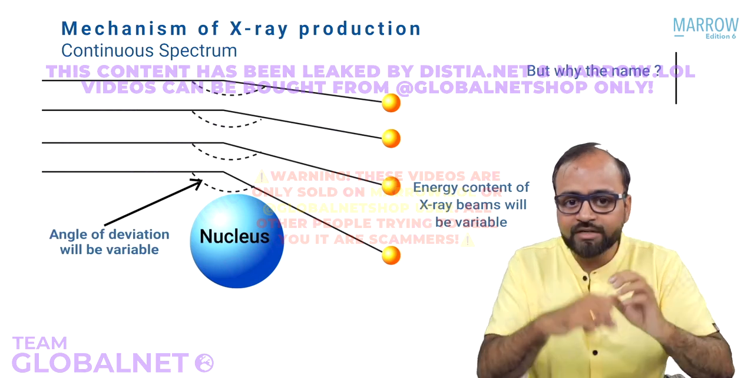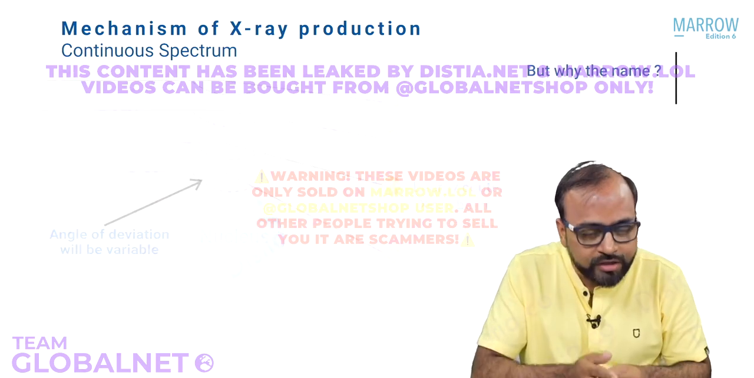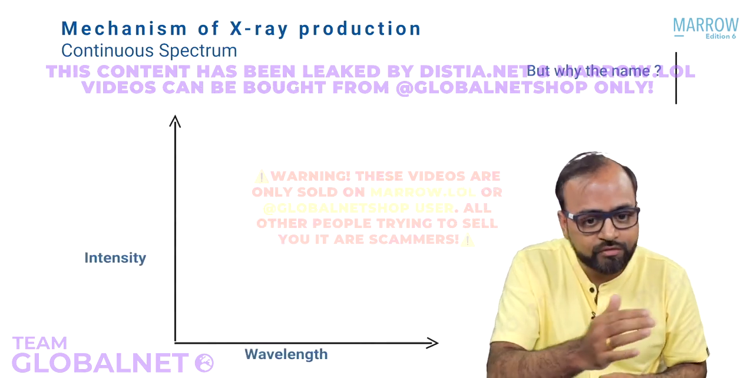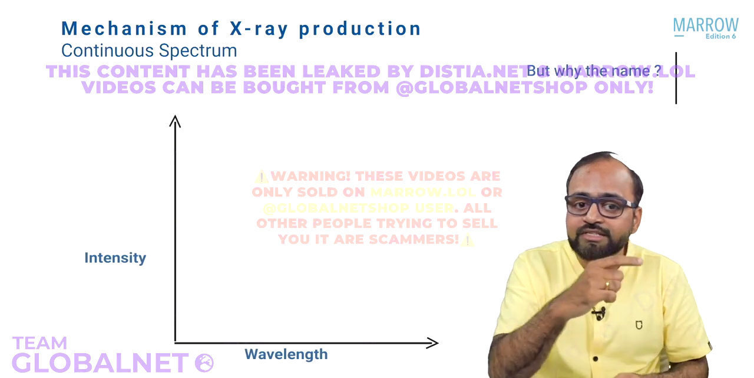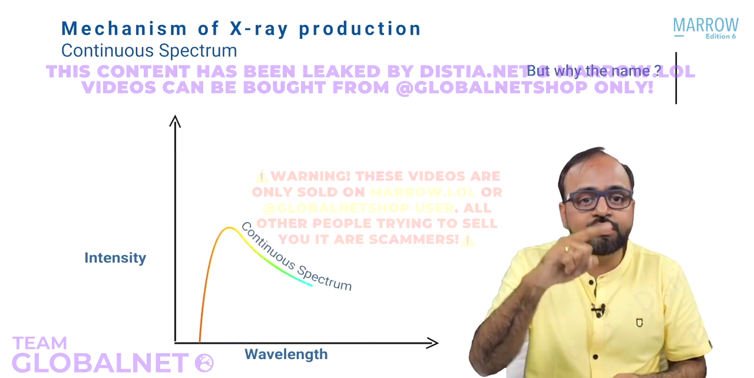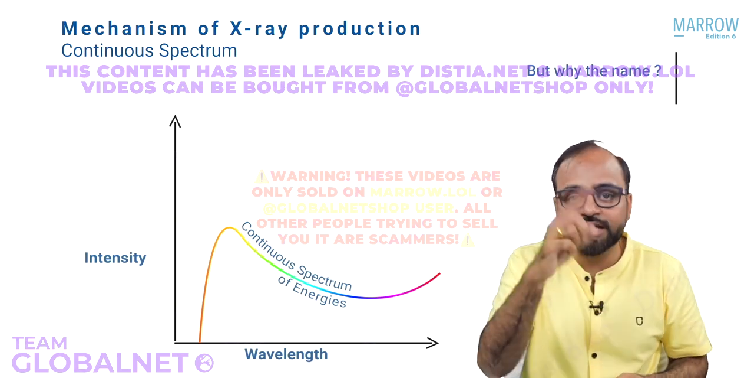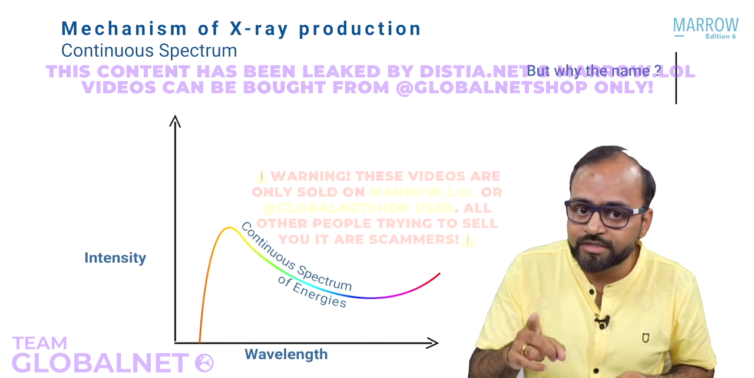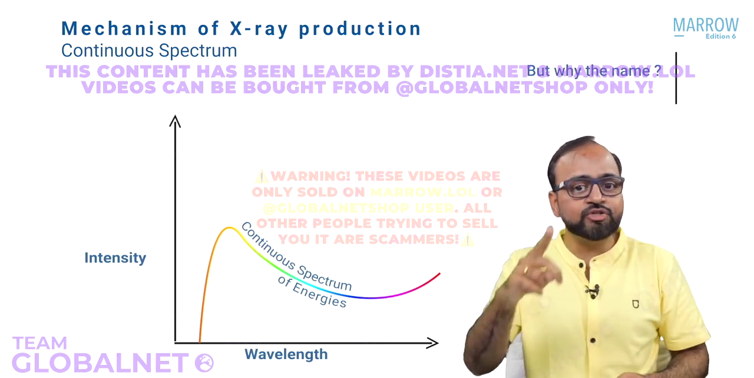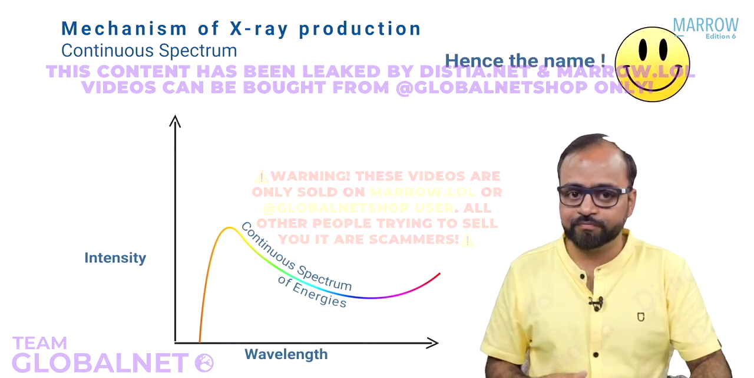Therefore, if I measure the entire X-ray beam which is coming out, various rays which are coming out, and I plot it graphically, the intensity or strength of the beam versus the wavelength of the beam, I will get a continuous variable spectrum of energies, not a fixed value. Each time the energy lost is different, each time the energy content of the beam is different. Because I get a continuous spectrum, this mechanism is called continuous spectrum.